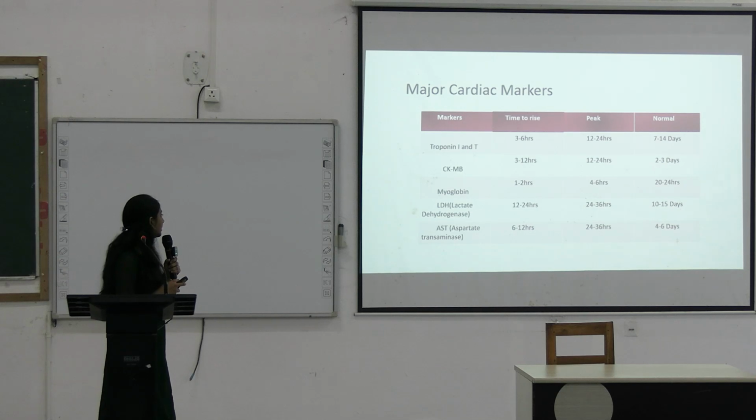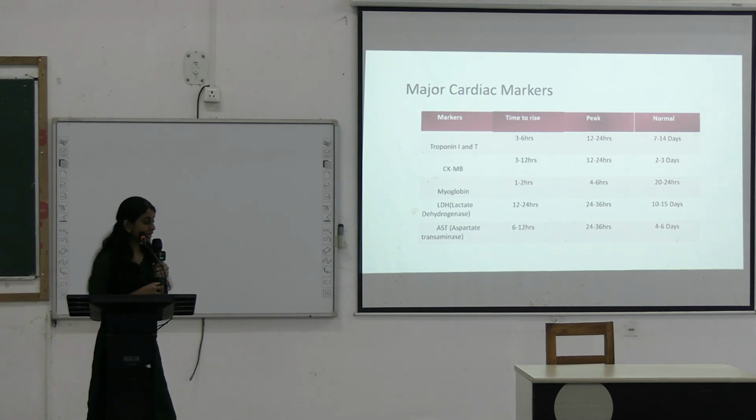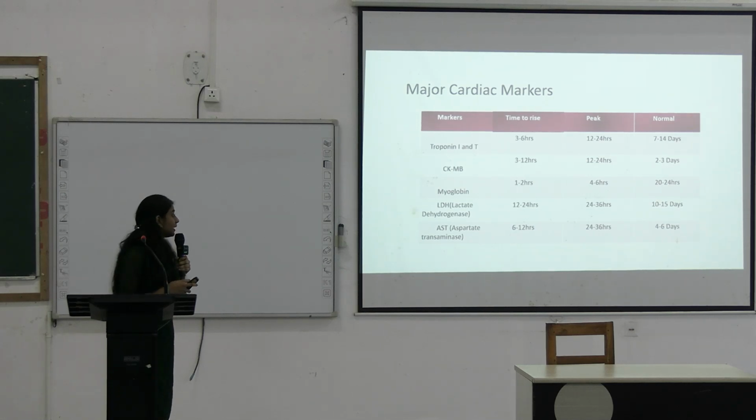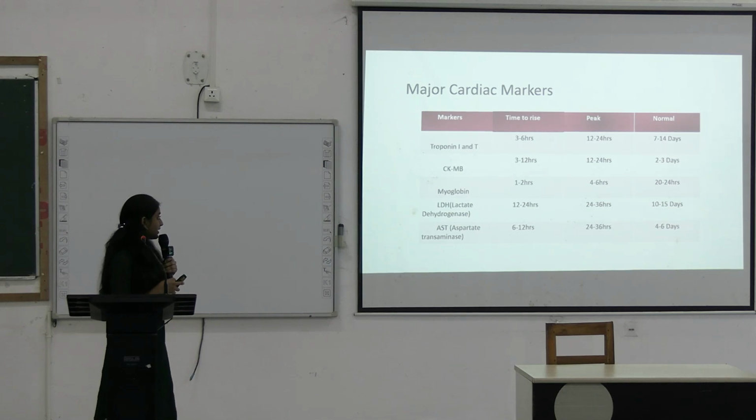First of all, we have troponin I and T. It rises after the span of 3 to 6 hours and reaches its peak within 12 to 24 hours. Later on, it goes back to normal within 7 to 14 days. Then we have CKMB, which rises in 3 to 12 hours, reaches its peak in 12 to 24 hours, and goes back to normal in 2 to 3 days.